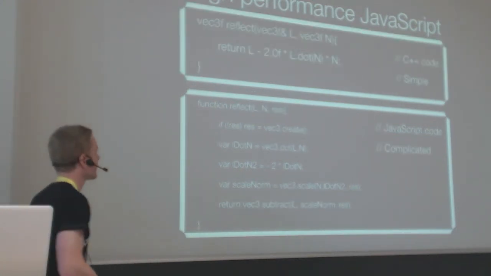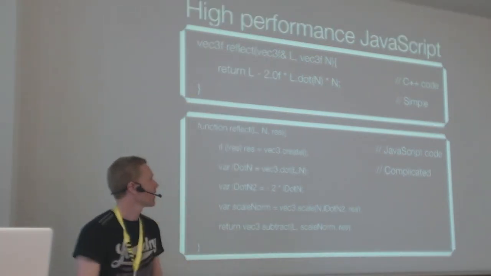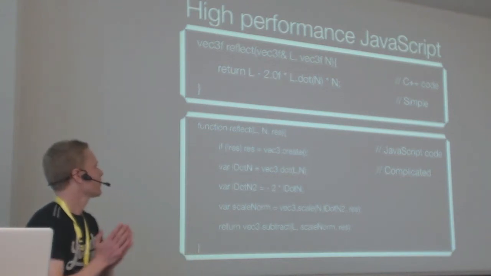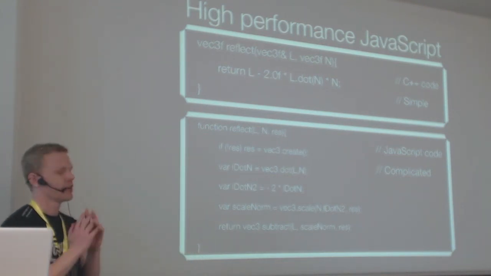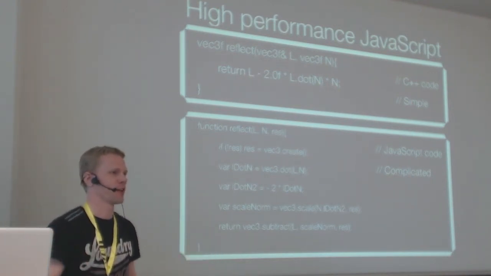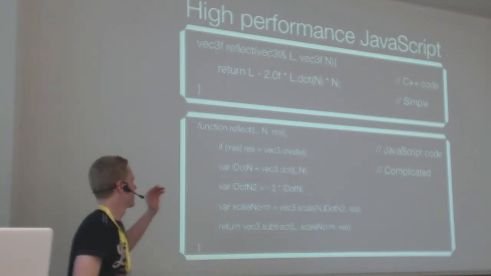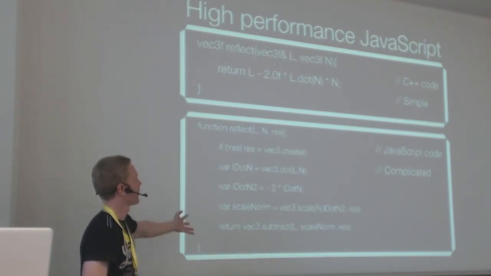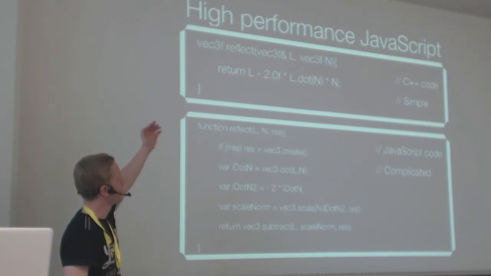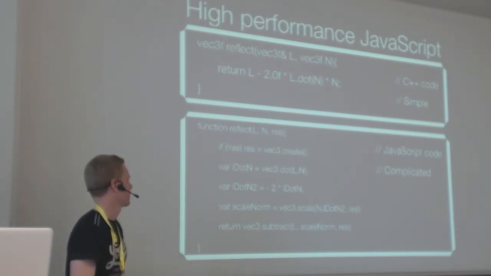But if we take a look at this C++ function and this JavaScript function, JavaScript developers usually think that their language is simple and beautiful, whereas C++ is very complicated. But in this case, it's the other way around. C++ is very simple, beautiful. JavaScript is messy.